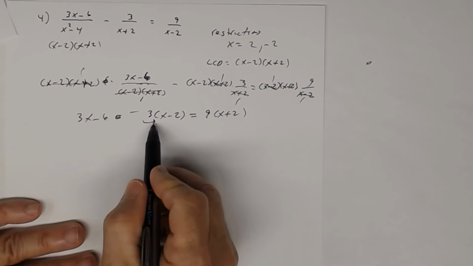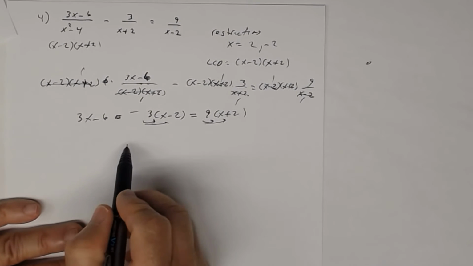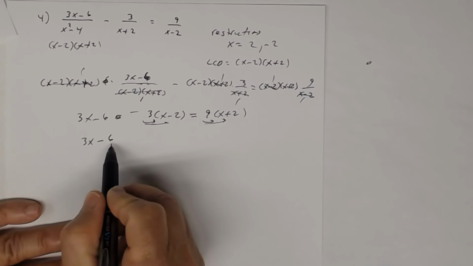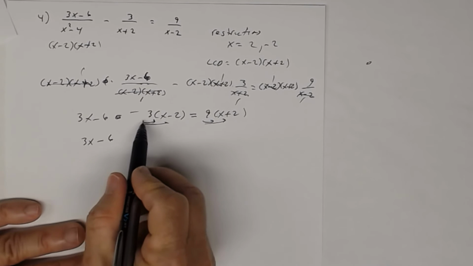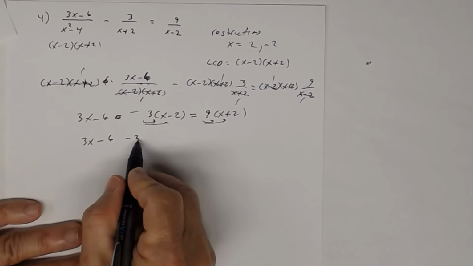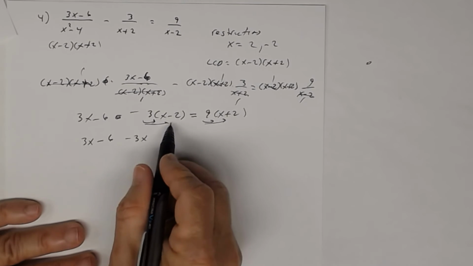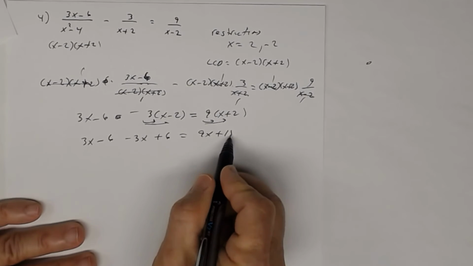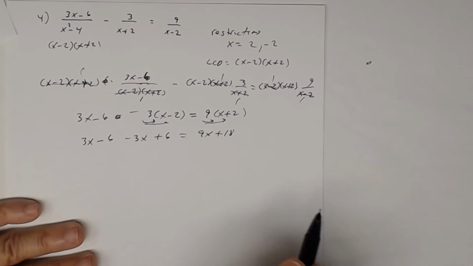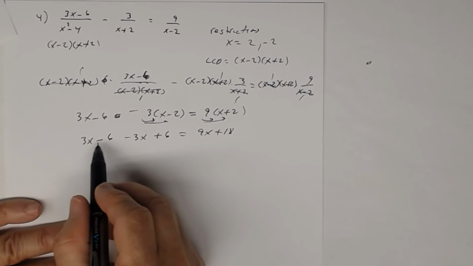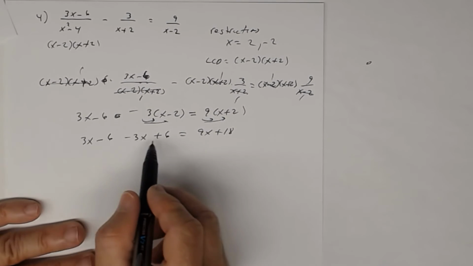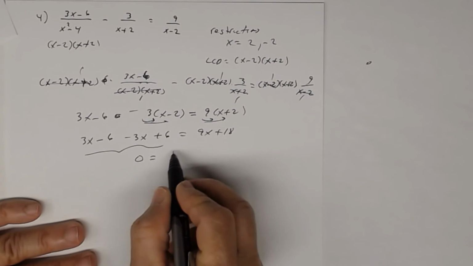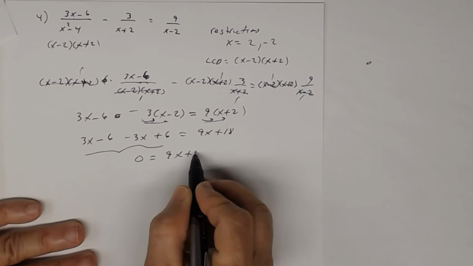Now let's go ahead and distribute here and distribute here. So get rid of the parentheses. I get 3x minus 6, and then over here I get minus 3x, what's that, plus 6, right? Equals, and over here that's 9x plus 18. All right. Notice on this side, 3x minus 3x is 0, and negative 6 plus 6 is 0. So on this side, this just ends up being 0, correct? And over here, I get 9x plus 18.